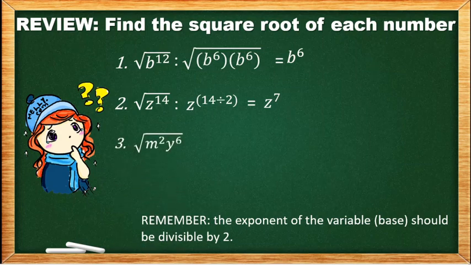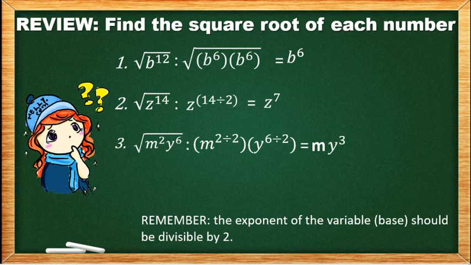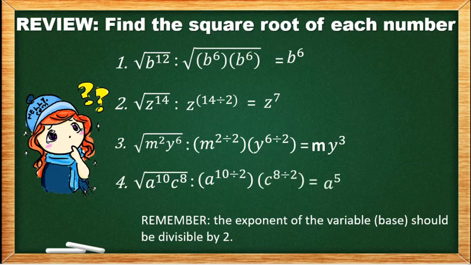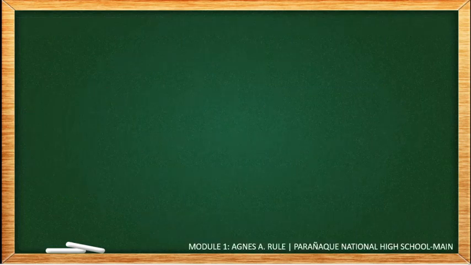And number 3, square root of m squared y raised to 6. Di-divide lang natin yan sa 2. So, ano mangyayari? M raised to 2 divided by 2 is equal to 1. That's why M. Next, 6 divided by 2 is equal to 3. That's why y cubed. That's the final answer. M y cubed. And last one, square root of a raised to 10, c raised to 8. Divide lang natin exponent. Ano mangyayari? So, meron tayong a raised to 5, c raised to 4. So, proceed tayo sa topic natin.